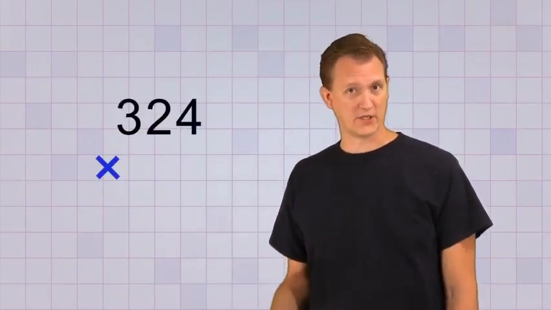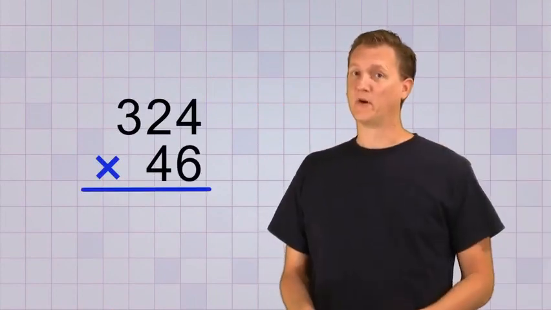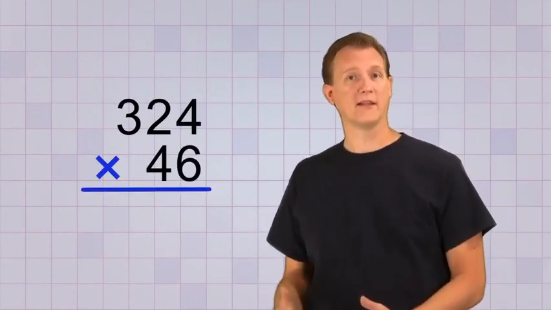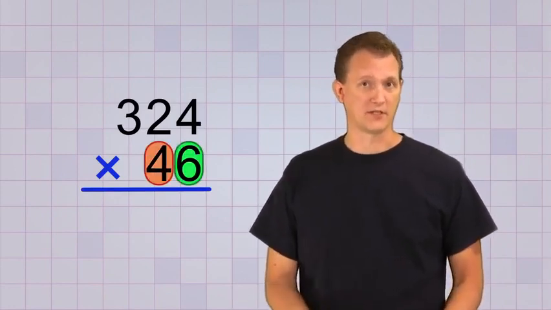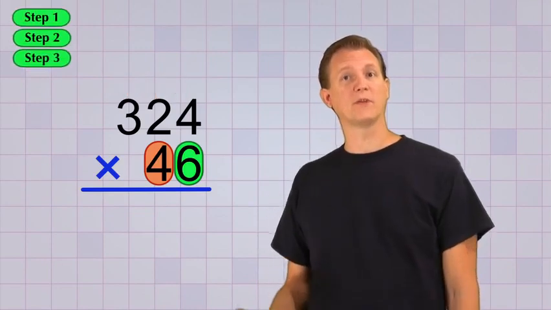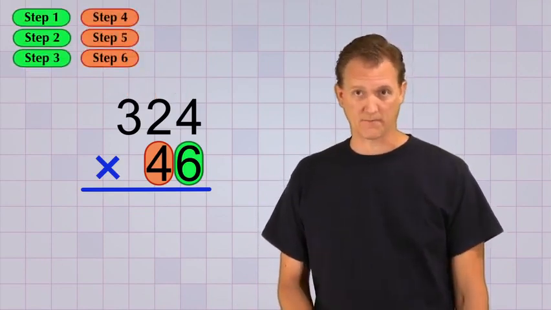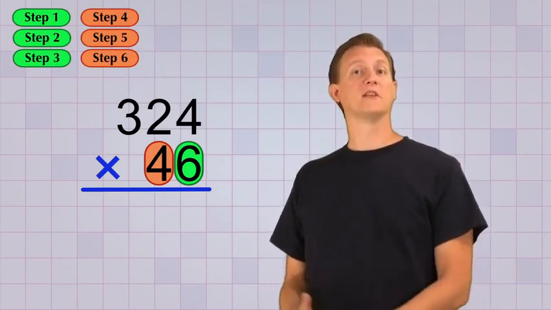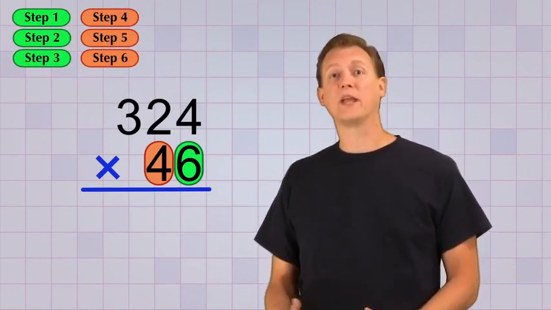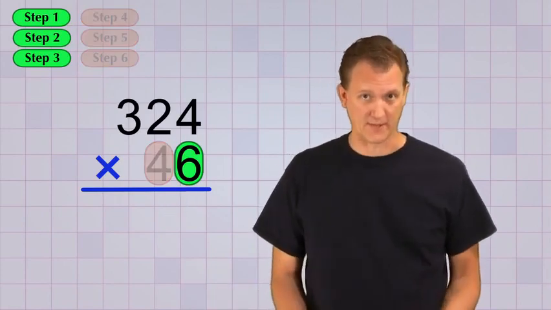So let's multiply 324, a three-digit number, by 46, a two-digit number. Now remember, we're going to do the same procedure that we did in the last video for each of the bottom digits. And since our top number has three digits, that means there'll be three multiplication steps for the first digit and three steps for the second digit. Fortunately, we can start the same way we would if the bottom number only had one digit by just ignoring the second digit until we finish the first three steps.